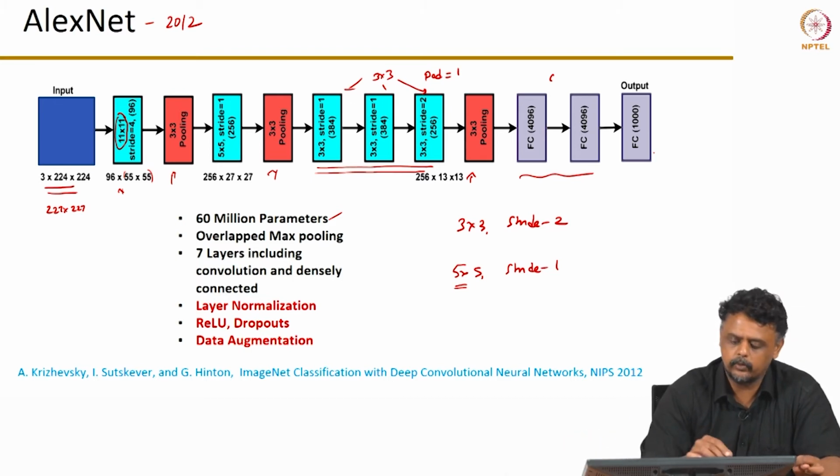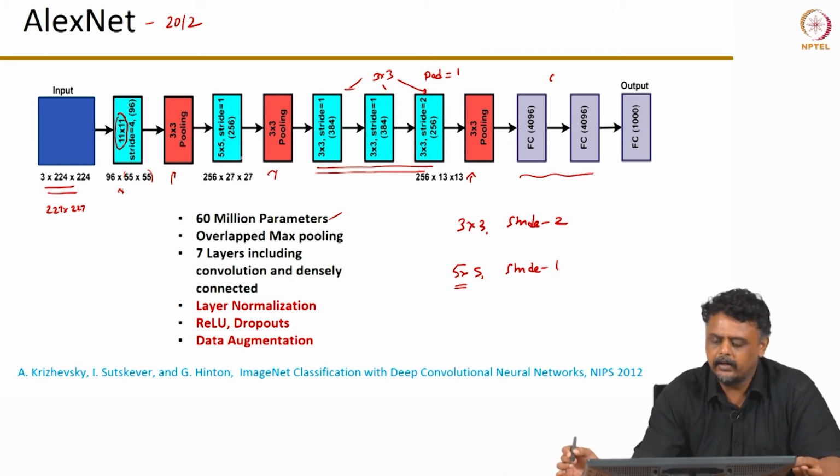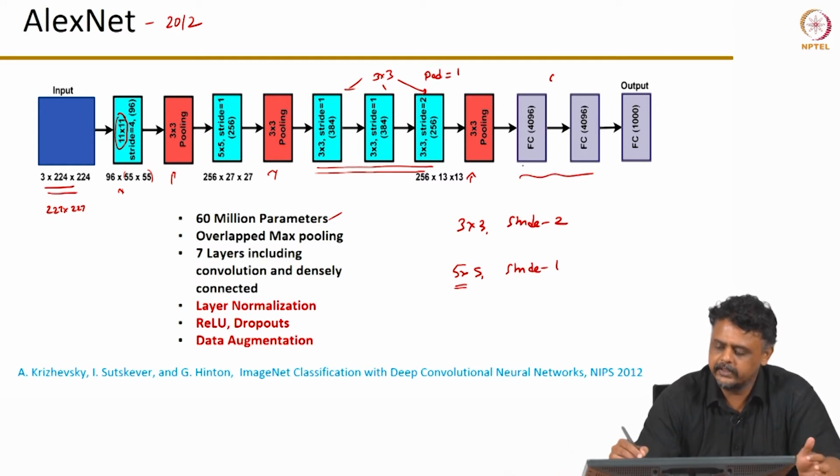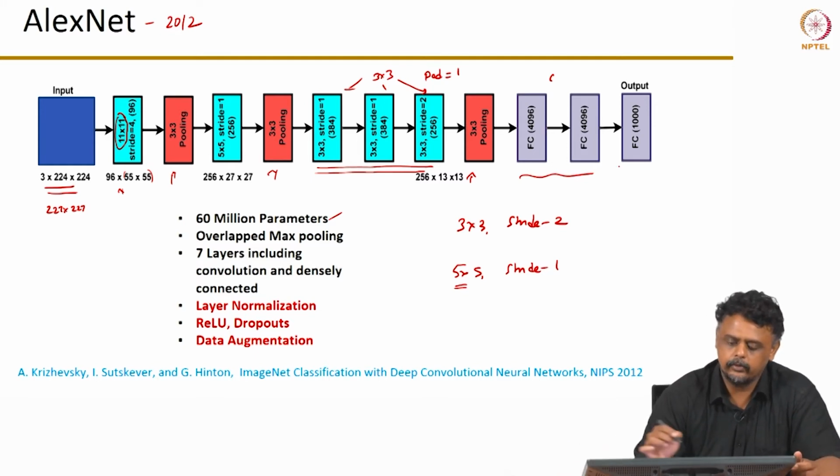If you count, it is about 5 convolution layers and about 3 max pooling layers. Typically about 7 layers, which included convolution as well as the densely connected layers. So, if you just count the convolution plus the fully connected layers, you will have about 7 of them.